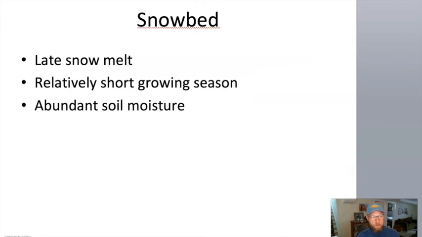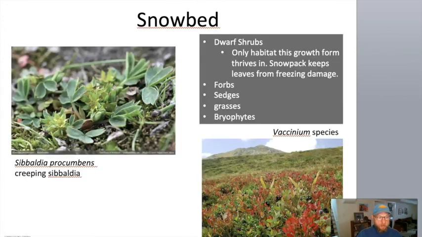And then snow bed. The snow bed is going to be where the snowpack is the deepest. It's going to have the shortest growing season then because it takes a long time to melt all of that snow off, but there's going to be plenty of moisture there. This is kind of the only place where dwarf shrubs are dominant and really abundant. And that's again because of that deep snowpack.